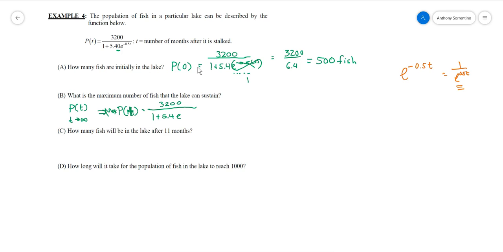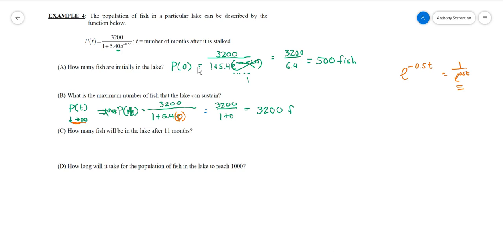And so that basically becomes 0. So this exponential thing, when I have t approaching infinity, is just going to become a 0. And that means that in this case here, I'm going to have 3200 over 1 plus 0, which is 3200 over 1, which is 3200.